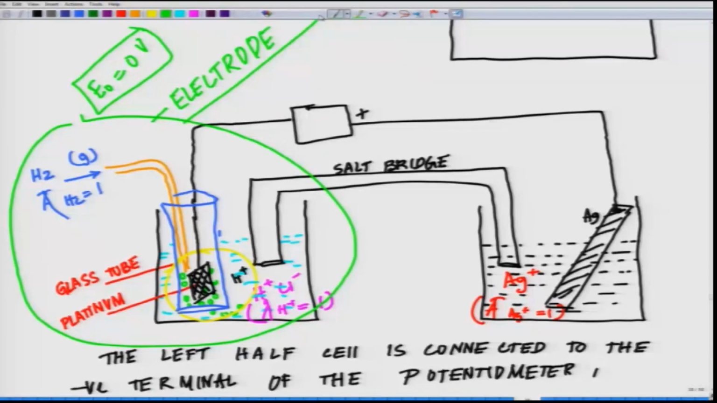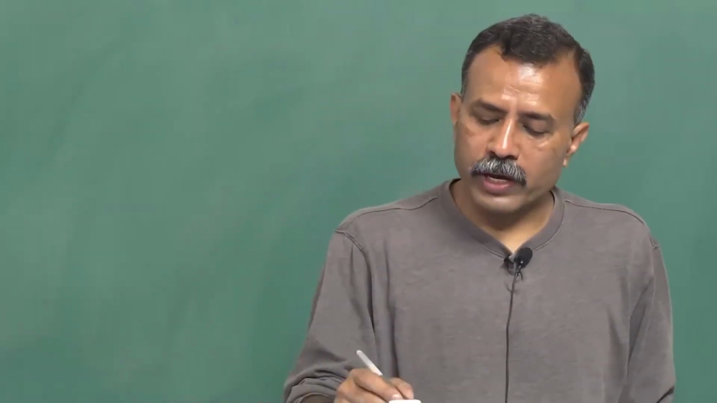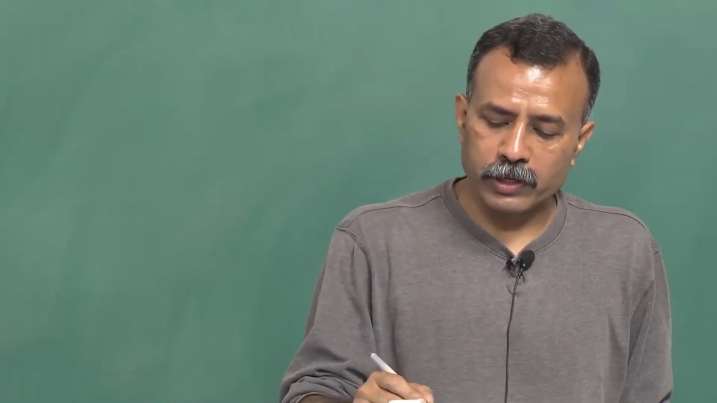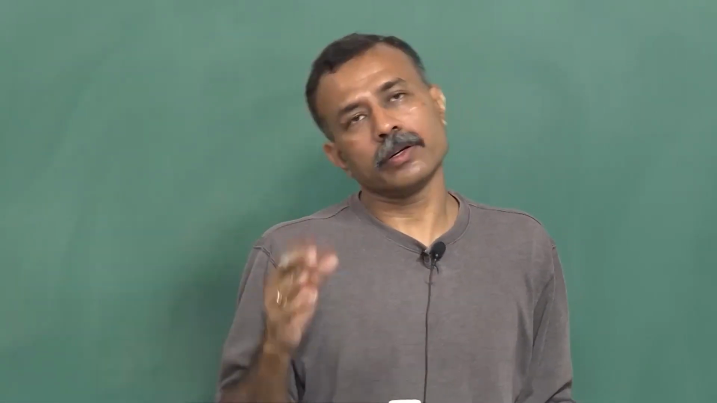Okay. So, I will close in here. In the next class we will talk about how the value will change on the voltmeter once we connect it to another metal of a different reduction potential.